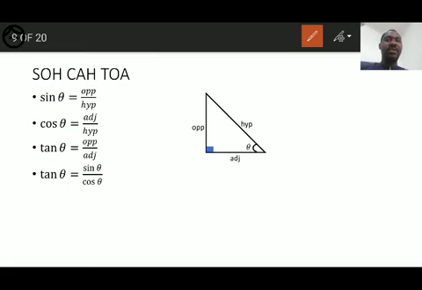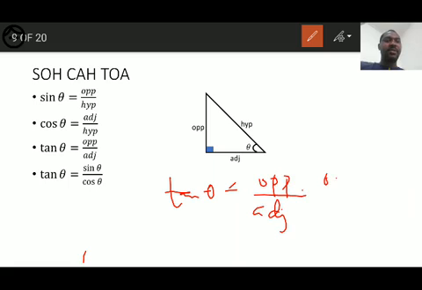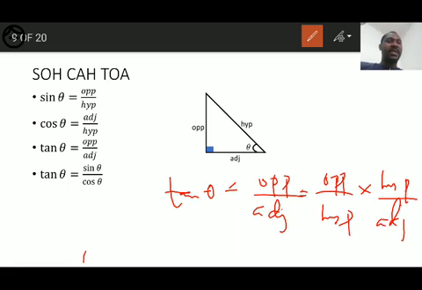Now, we can also see by relationship that tan theta is sine theta over cos theta. That should not surprise us, because remember, if you say tan theta is equal to opposite over adjacent, it is the same thing as saying opposite over hypotenuse, times hypotenuse over adjacent. It's the same thing as saying that.